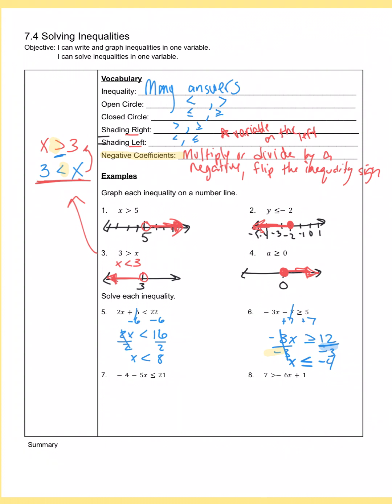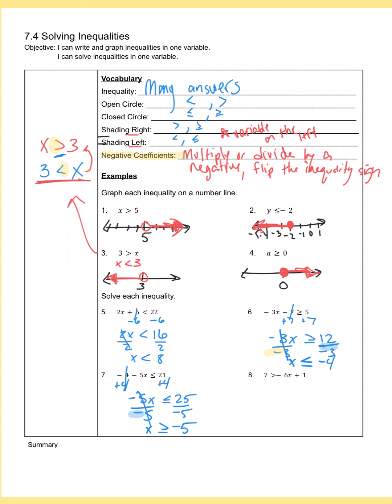Number 7. This one looks a little bit different because that x is in the second spot here. So I need to get rid of this minus 4 first. And the opposite of minus 4 is plus 4. And then on the 5, that minus sign is attached to that 5. So negative 5x is less than or equal to 25. I'm going to divide by negative 5 again. So again, I'm dividing by a negative, so I'm going to have to flip that sign around. X becomes greater than or equal to negative 5.